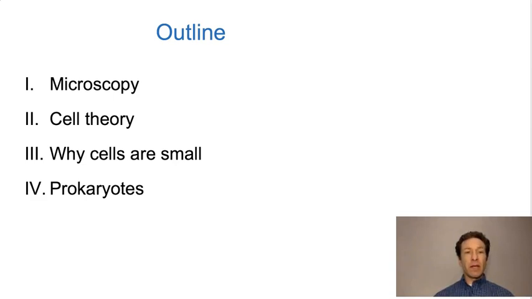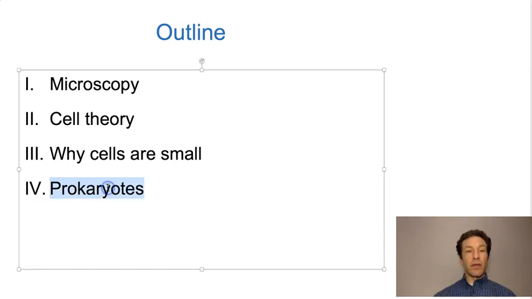We have made good progress so far. We talked about microscopy with light microscopes as well as scanning and transmission electron microscopes. We've talked about cell theory and its three components, and we've talked about why surface area to volume ratio means that small cells tend to be favored even in large organisms. We're now going to move on and talk about a group of organisms, most of which are single cellular, and these are the prokaryotes.